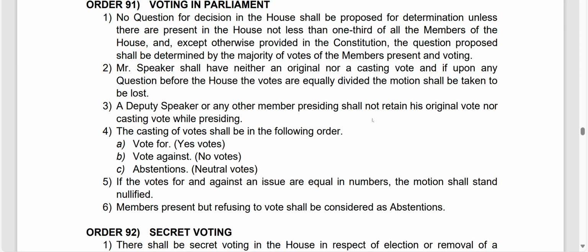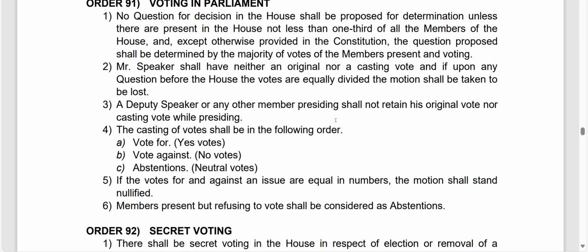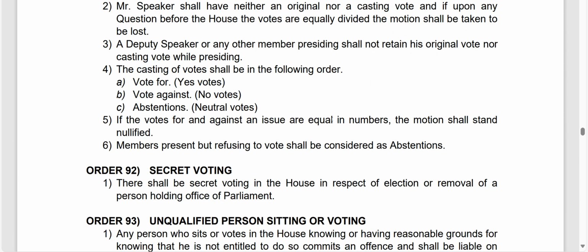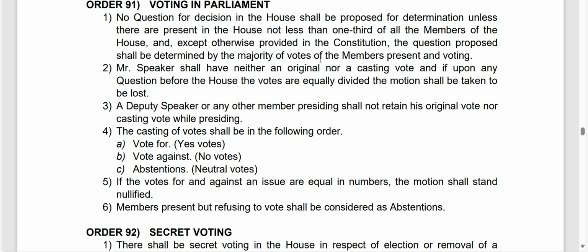Then voting in the House. So as you know, we have 3 voting models. We have voting by voice. We have voting by head count. And then we have voting in secret. These are the 3 voting models. So provision has been made for it.